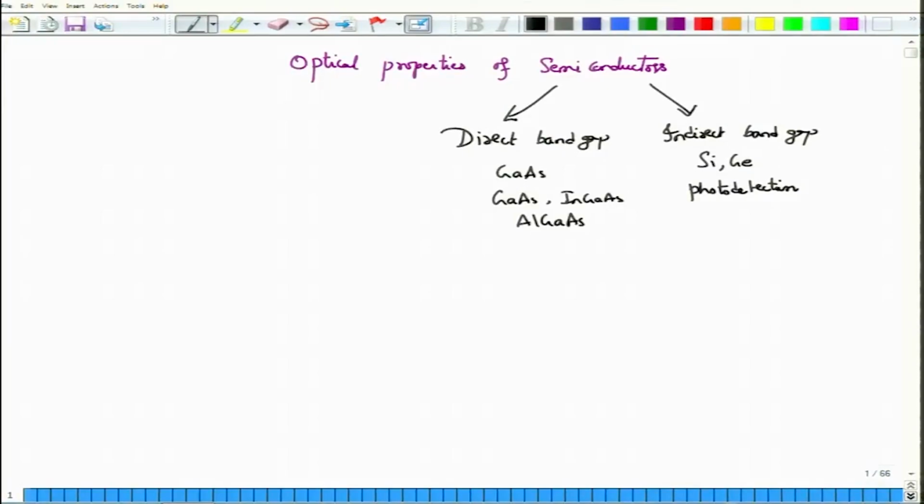So what do we mean by direct band gap materials? Now recall that semiconductors are distinguished by having a valence band and having a conduction band. I am not displaying the vacuum level in these diagrams, so please take care of that.